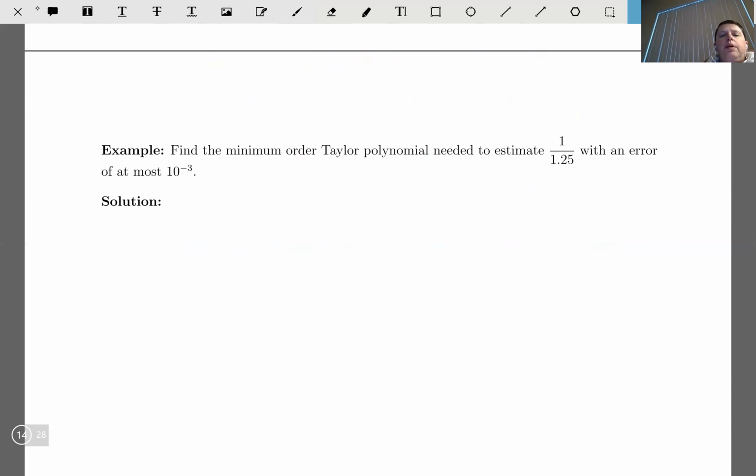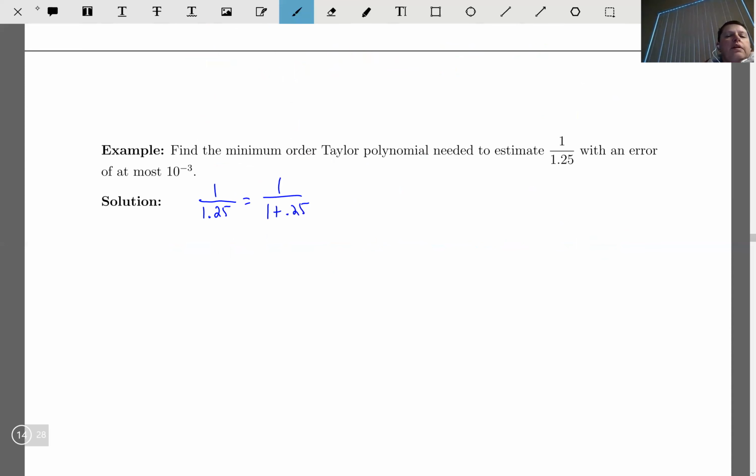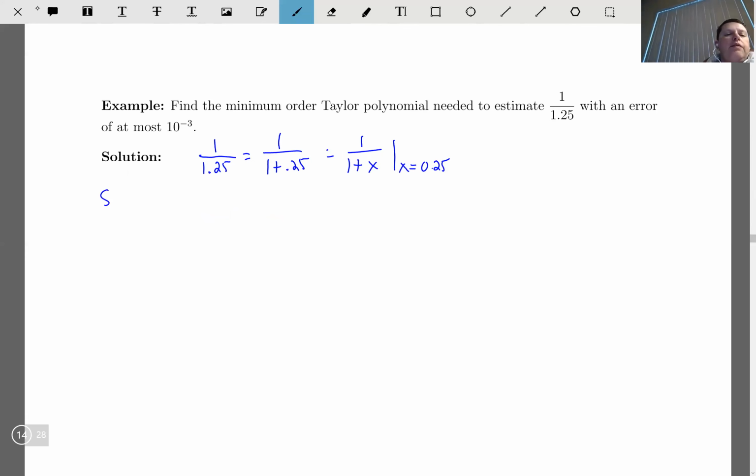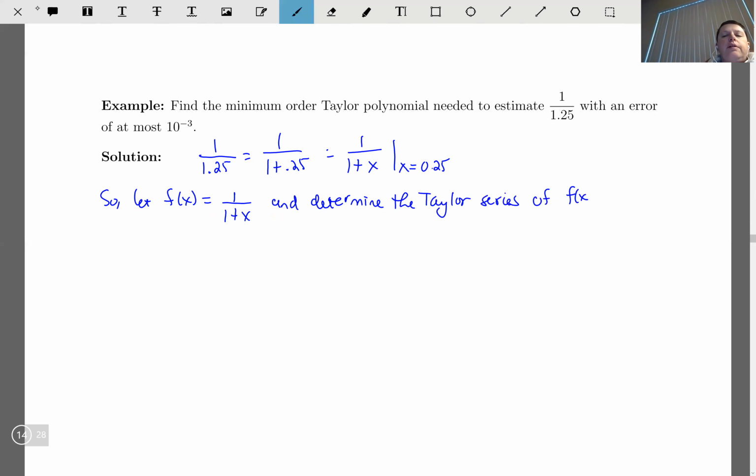Find the minimum order Taylor polynomial needed to estimate 1 over 1.25 with an error of at most 10 to the negative 3. So we can think of 1 over 1.25 as 1 over 1 plus 0.25, which we can look at as 1 over 1 plus x, evaluated at x equaling 0.25. So what we're going to do is let f of x be 1 over 1 plus x and determine the Taylor series of f of x centered at a equals 0. So in other words, we're going to find the Maclaurin series.